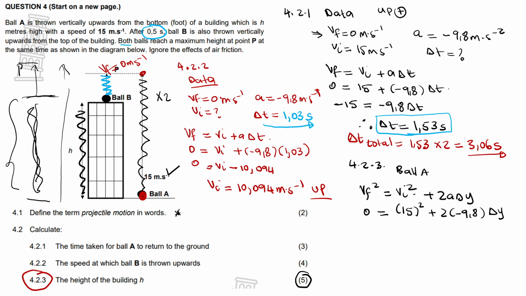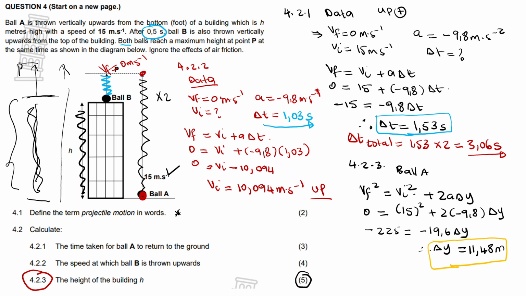So now my 15 squared is just 225, which comes to this side to be negative 225. It's equal to negative 19.6 delta y. Divide both sides by 19.6. So this divided by negative 19.6, we get an answer of 11.48 meters. So delta y is 11.48 meters. This is the height traveled by ball A.